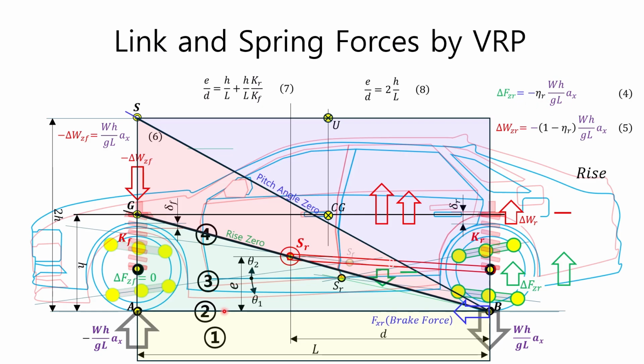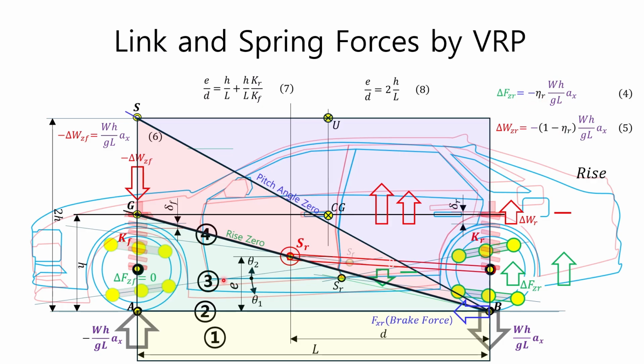Figure 2 represents the case where the virtual reaction point, SR, lies on the horizontal line connecting the front tire road contact center, point A, and the rear tire road contact center, point B. In this case, the resultant vertical force of the rear links is 0, and only a vertical force tensile the rear spring exists. In this case, the value of eta R is 0.